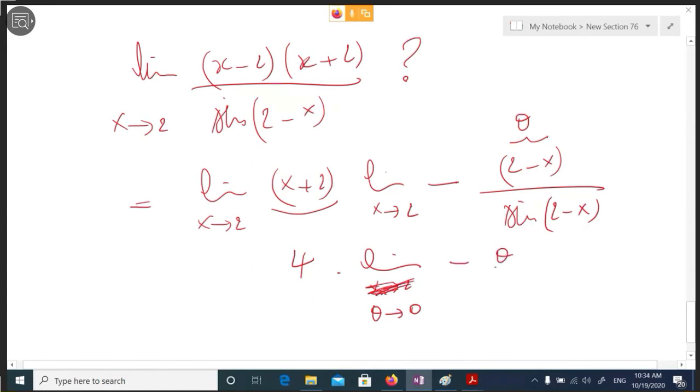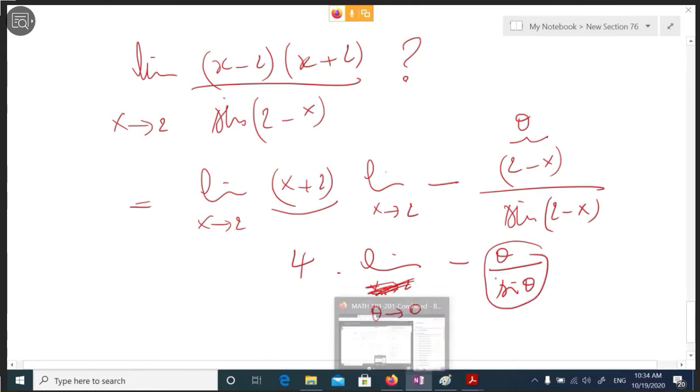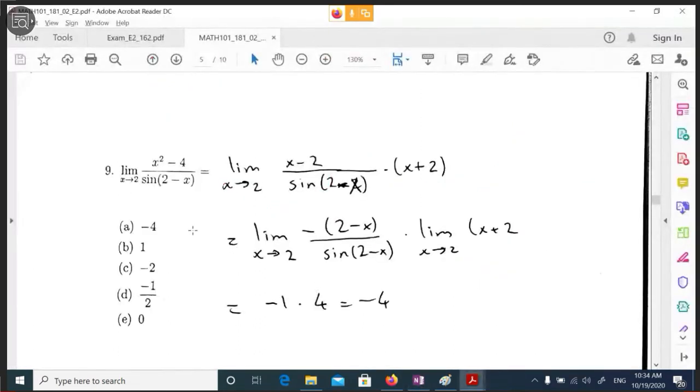Minus theta over sine of theta. So what is this number here? 1. This is 1. 1 times minus is minus 1. Minus 1 times 4 is minus 4, okay? So the answer is minus 4.